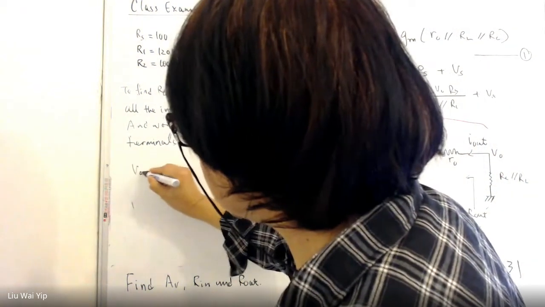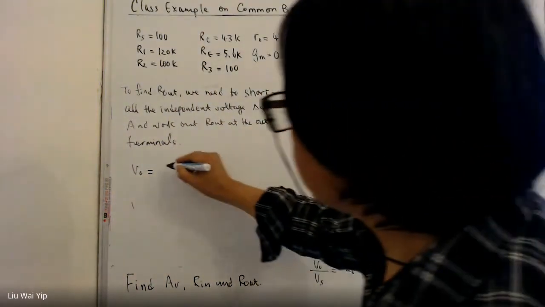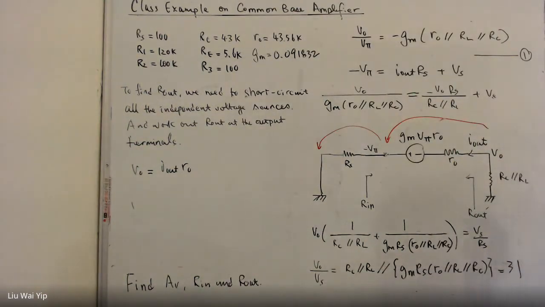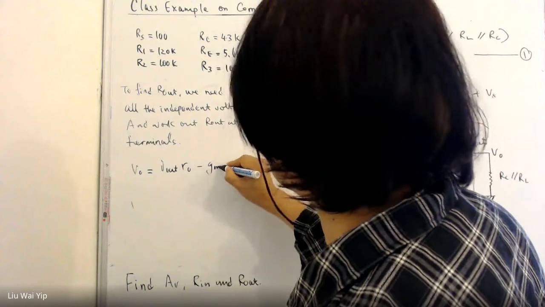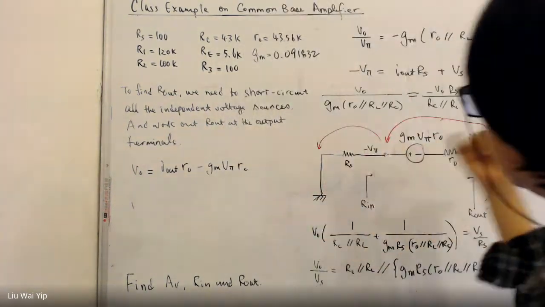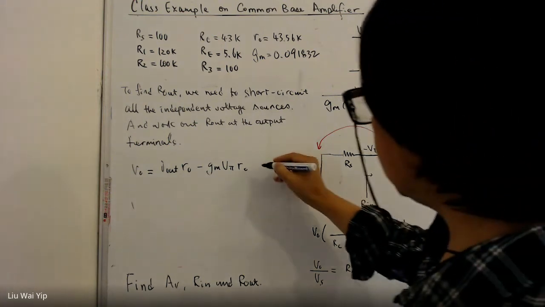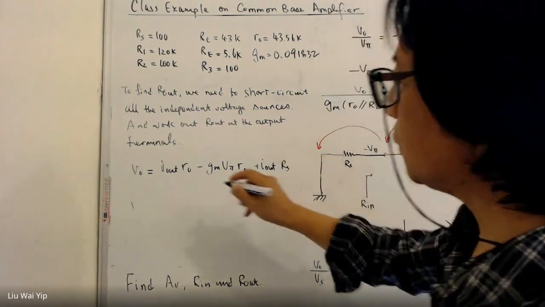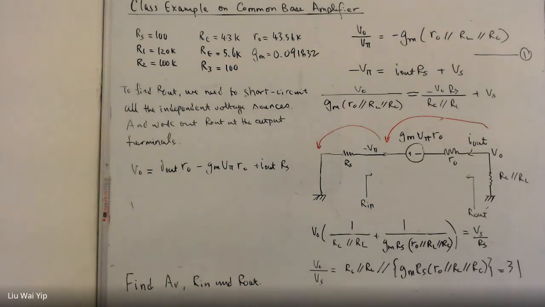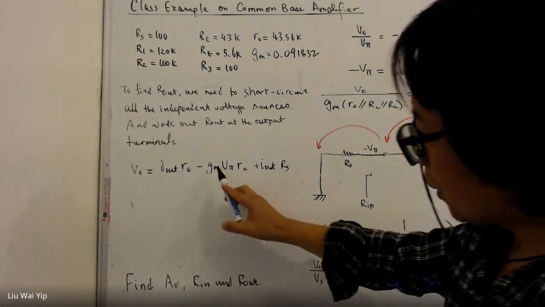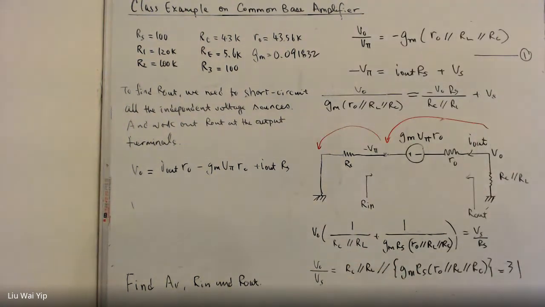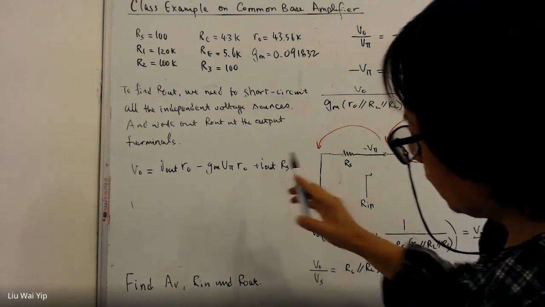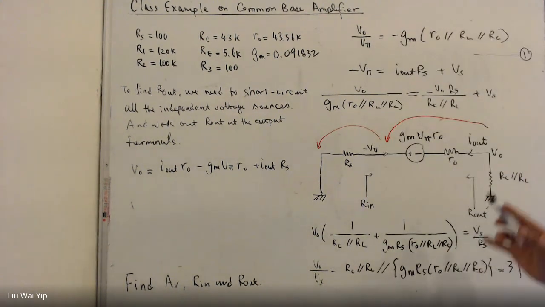V out is I out times the voltage here, yeah, and then minus Gm V pi out, plus I out RS. So this is very clear. And what we need now is to make sure this expression become dependent on I out, the output current.